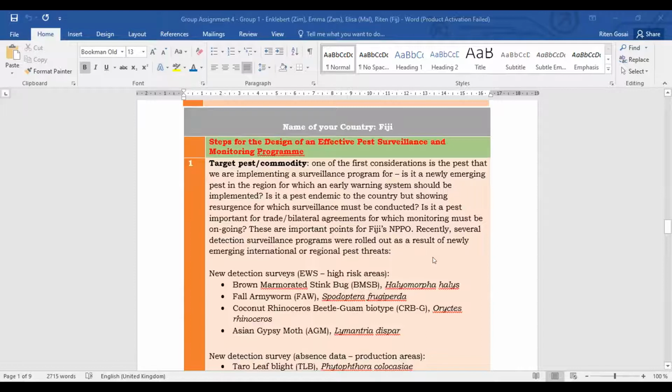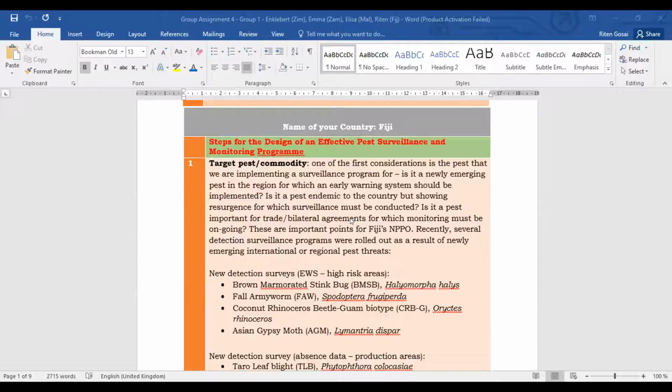For Fiji, because we also discussed this assignment here together, the participants from Fiji, it is more or less similar, not the same. We have included some different information as well. So pretty similar to what Group 1 presented, but in this compilation, I tried to sort of capture the overall picture in terms of the design elements of effective pest surveillance and monitoring.